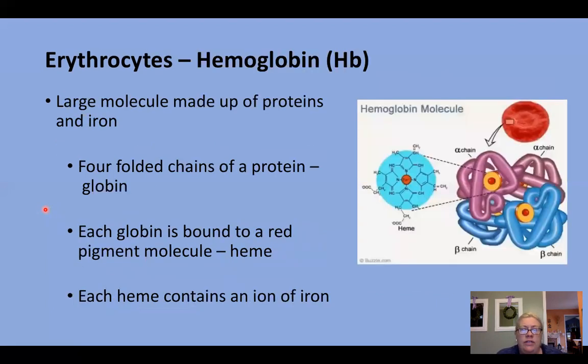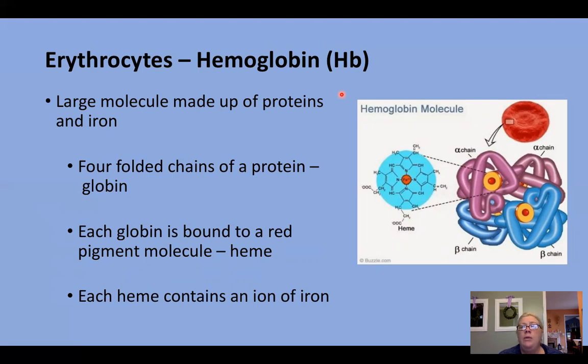Inside of the erythrocyte, there's a very important protein that we've mentioned before when we talked about the color of blood, called hemoglobin. And hemoglobin is often just abbreviated as capital H, lowercase b. So this is a large molecule that's made up of protein chains, polypeptide chains, and also heme and iron. There are 4 folded chains that make up this protein. So hemoglobin is what we refer to as a quaternary structure.